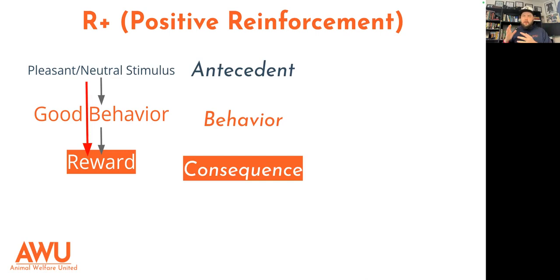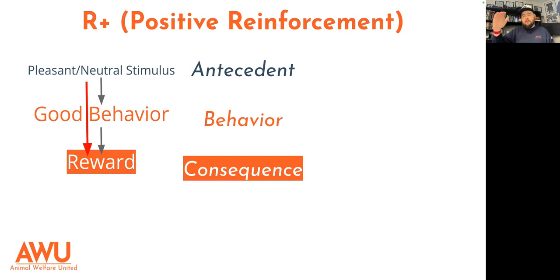Okay, so I'm setting up a situation where I'm doing a positive reinforcement training setup. I've got a pleasant or neutral stimulus. The dog doesn't understand their behavior. I'm not quite precise enough with my behavior. My dog starts learning about the stimulus. What does the dog learn?